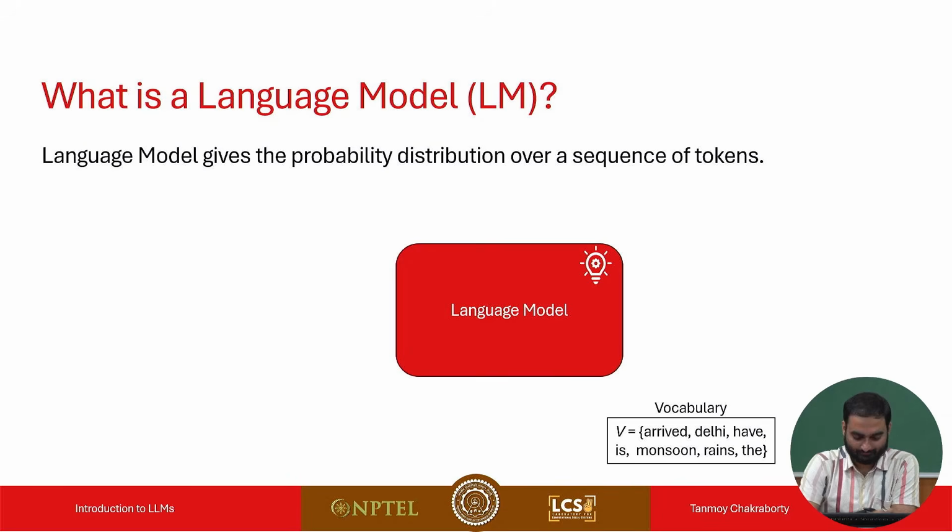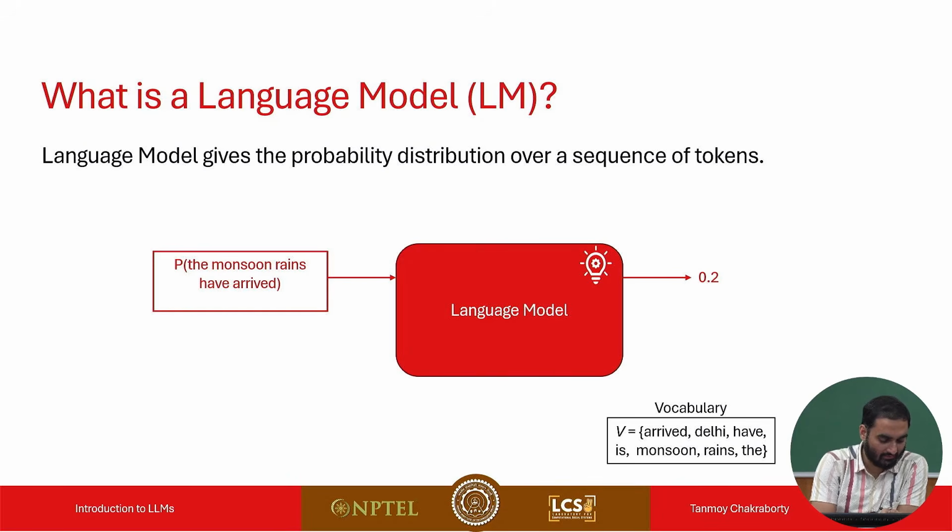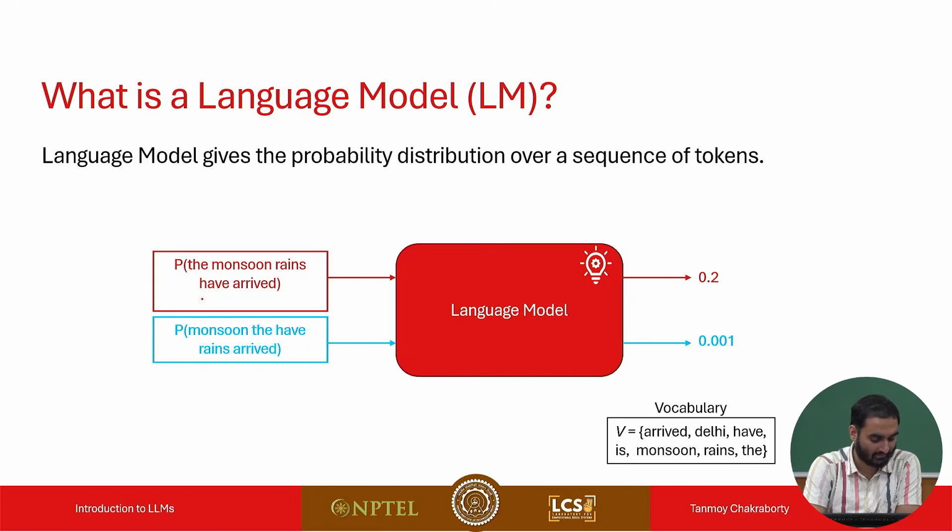So for a language model, if there is a sequence of tokens like "the monsoon rains have arrived", the language model should be able to say that the probability of the sequence of tokens is, let's say, 0.2 or 0.3 or 0.4. This number, 0.2, 0.3, is quite high, by the way. But if there is a sequence of tokens like "monsoon on the have rains arrived", the language model should be able to say that the probability of this sequence is 0.001, for example, because this is not a valid sentence. This is a syntactically incorrect sentence.